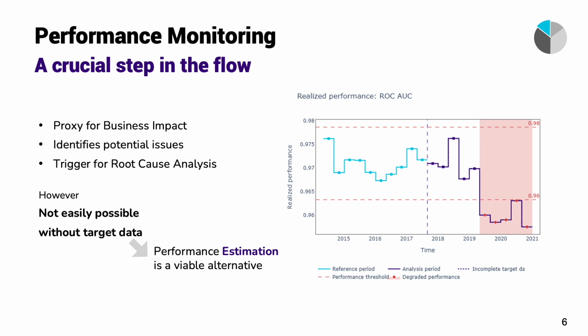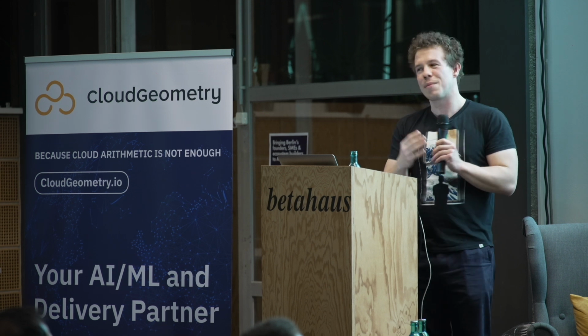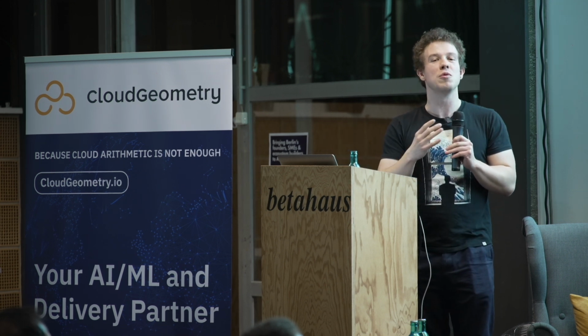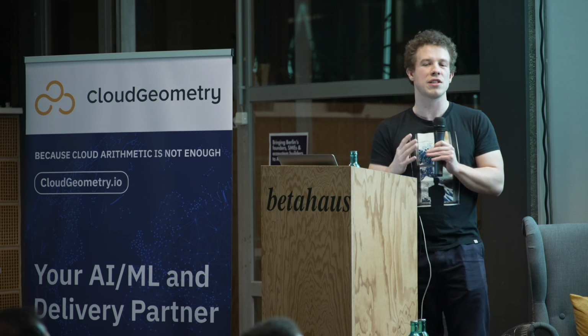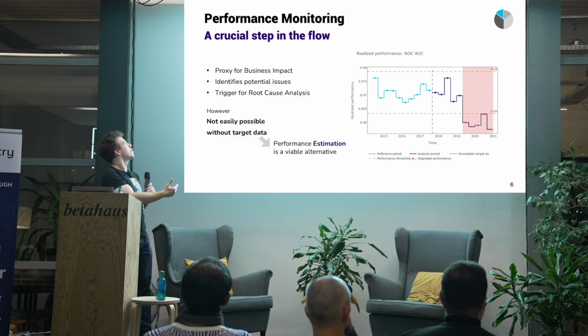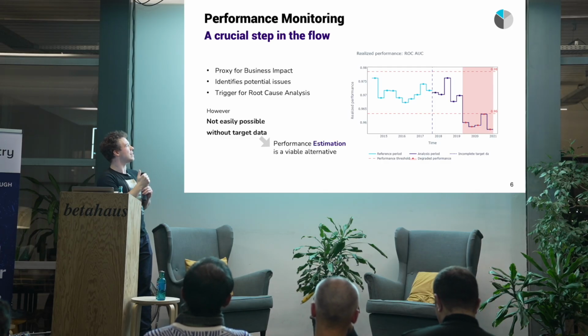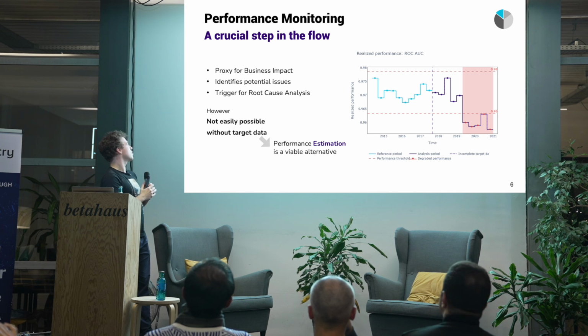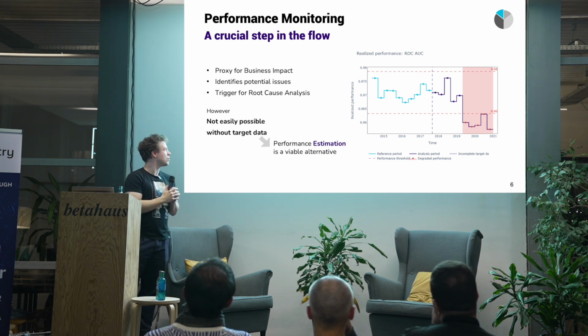So let's first start with performance monitoring specifically and, again, why it's important. It's a proxy for the business impact. It identifies potential issues. So there might be some issues in your data. Your data might drift if you have a few thousands of features. Let's say you use embeddings, and the embedding length or the embedding dimensionality is, let's say, 500. Some of these embeddings will definitely drift. The distribution of those embeddings will change, but that doesn't necessarily mean that the performance of your model is in any way impacted. So you only want to go into root cause analysis and look at all the embeddings if performance changes. So it's kind of a trigger for that root cause analysis. But again, as I mentioned, it's not easily possible without the target data. That's why we need to talk about performance estimation.